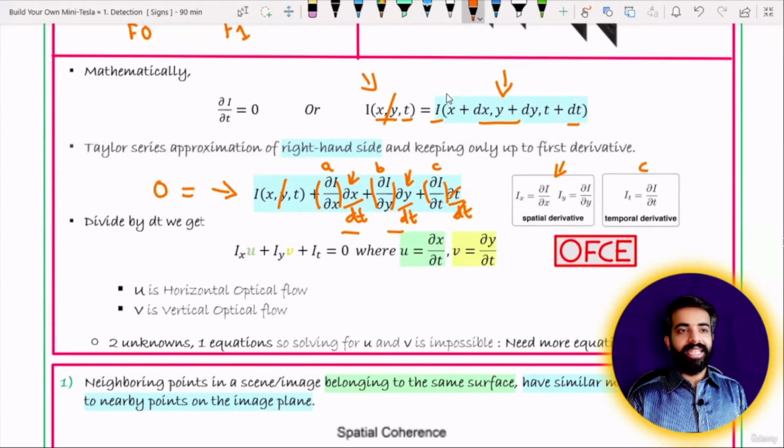And second is vertical displacement with change in time. And these are both velocity values. The first is the horizontal velocity component, and the second is the vertical velocity component. So this is known as dx divided by dt, also known as u, or horizontal optical flow. And the second is v, which is the vertical optical flow.